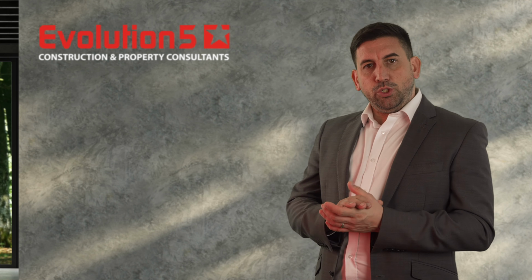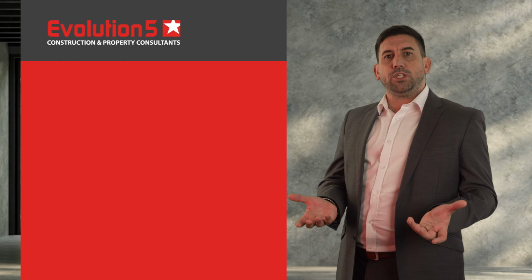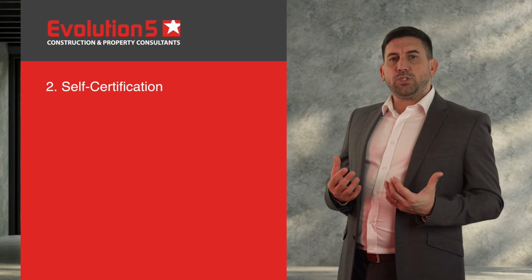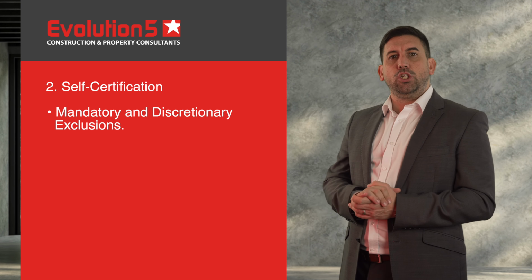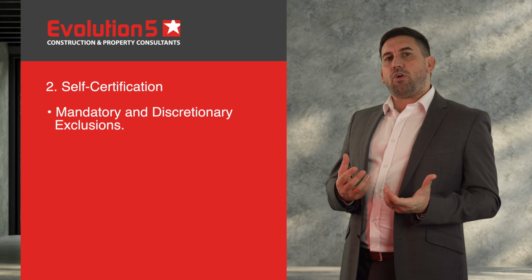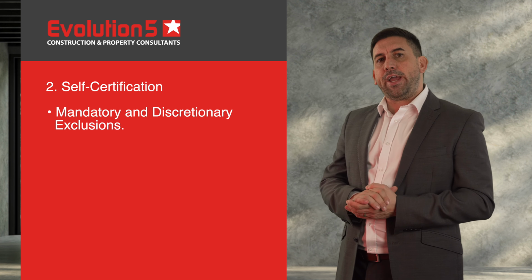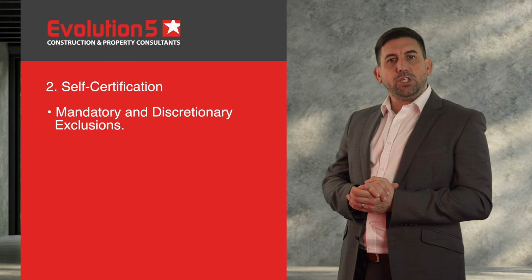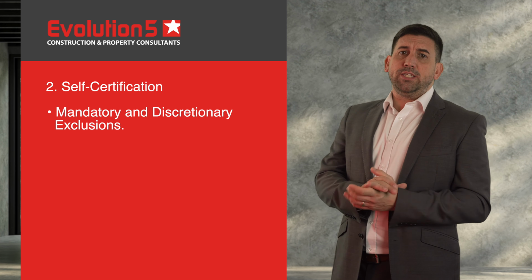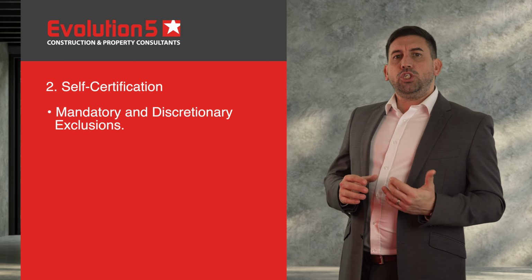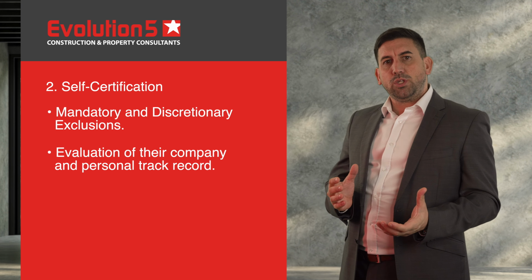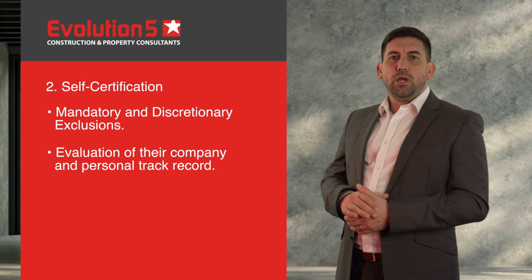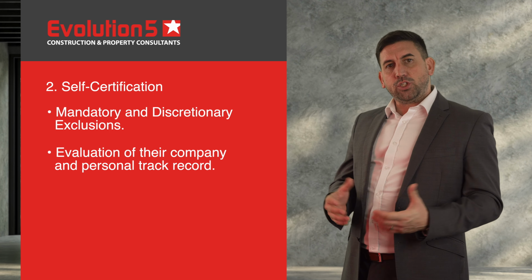This moves us on to the second method, self-certification. PQQs contain something called mandatory and discretionary exclusions. This is where the contractor will self-certify that their company meets certain criteria to ensure they can deliver the contract. This usually includes evaluation of their company and personal track record across a number of factors, which we'll now show on the screen.